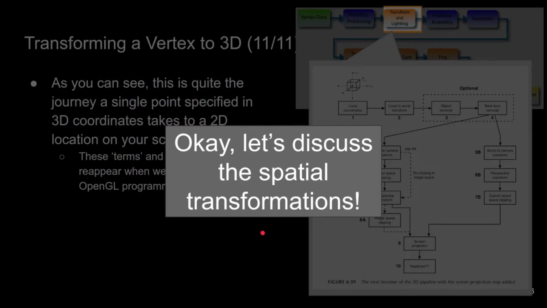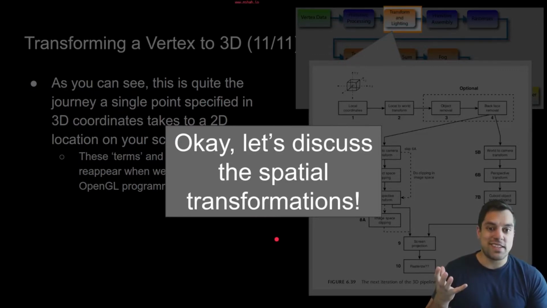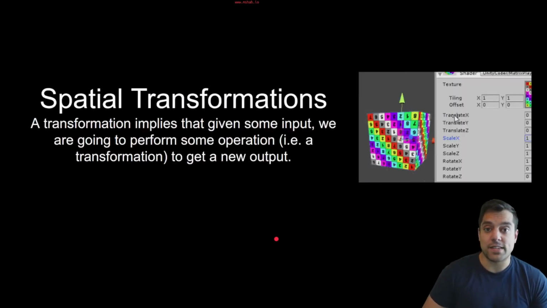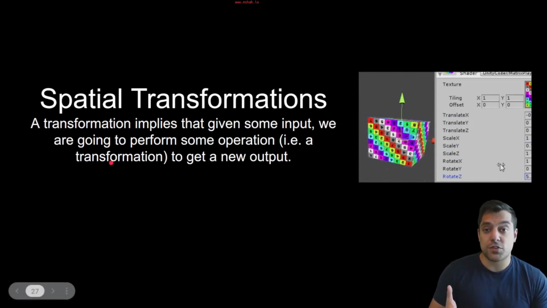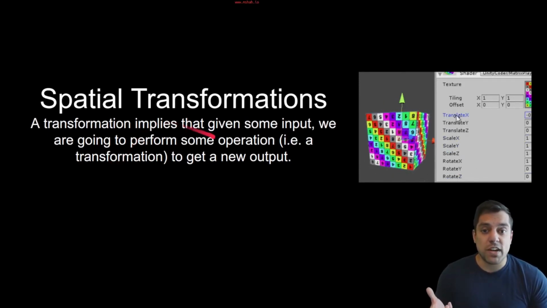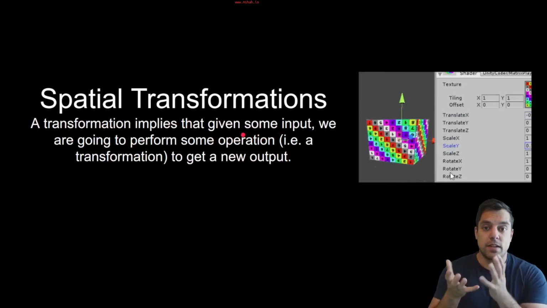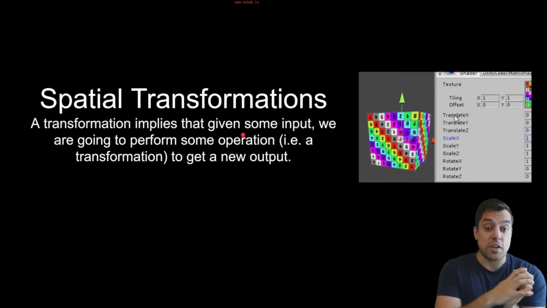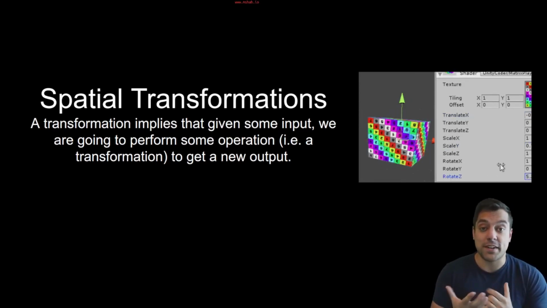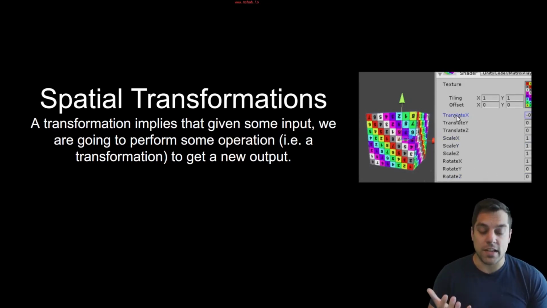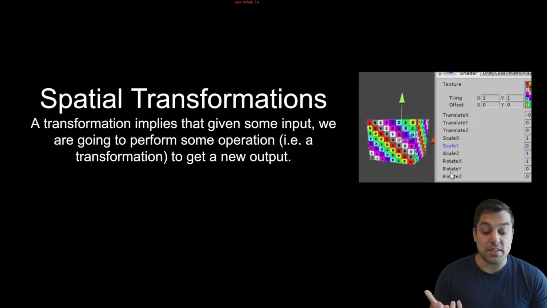All right, so with that said, let's talk a little bit about some of these spatial transformations, because it's one thing to say there's this pipeline within a pipeline, but let's figure out what's actually going on here, okay? So what is a spatial transformation? Well, it's just some transformation that, if we're given some input, we should get some new output, okay? And since we're working with geometry here, that means we're getting a new position for our coordinates.